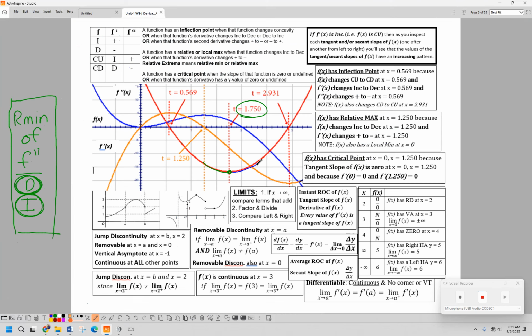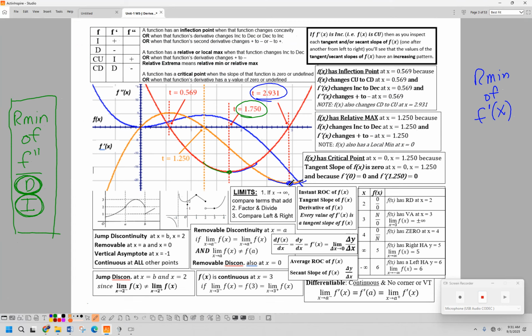If you do the relative min on F prime, hands up. Who knows where f prime has a relative min? F prime is the orange. Where does f prime have a relative min? There we go. Get a few more. Still waiting. Let's go over to Jared. Is it 2.931? So here's where f prime has a relative min, 2.931. How many knew that? Two more. That's where f prime is switching from decrease to increase.